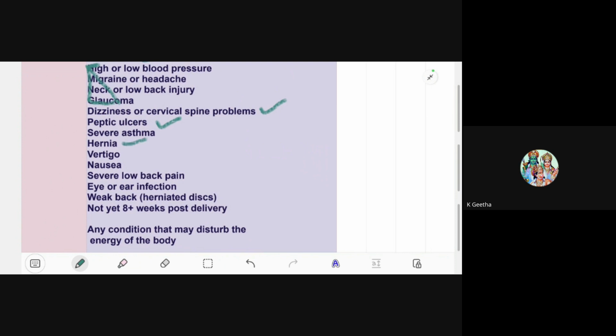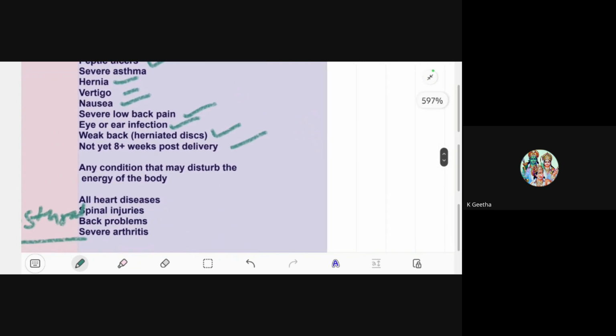Hernia, vertigo, nausea, severe low back pain, ear infections, weak back or herniated disc, and not yet 8 weeks post delivery. Again, during these 8 weeks a mother is very weak, and in that weakness it is not allowed to do this asana because it requires loads of pressure to perform, bending and balancing over your cervical, your neck or the head region. Through your head region we are balancing our body. So this is not required because they are not normal at that time.